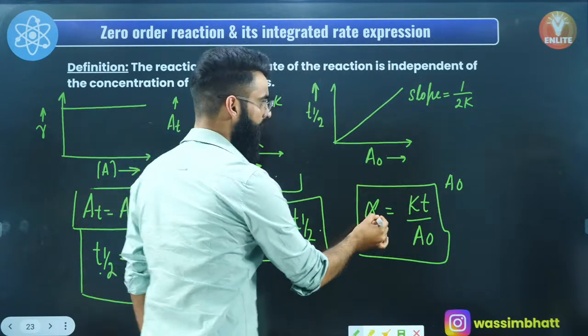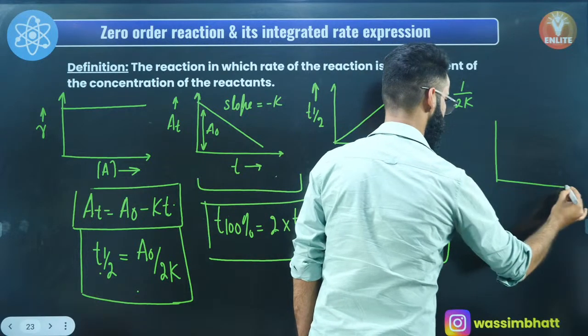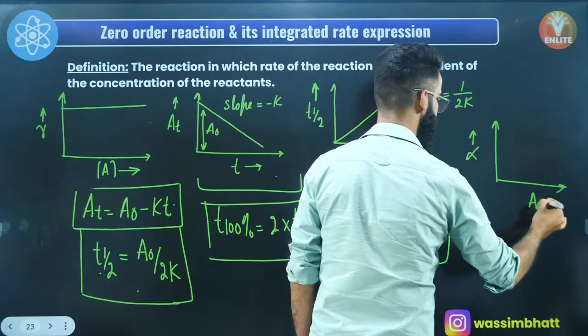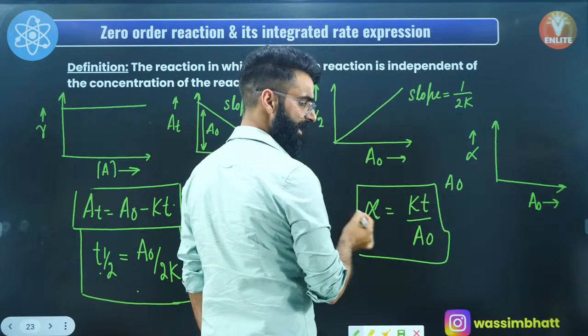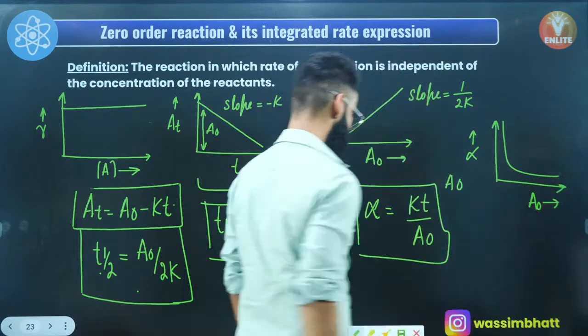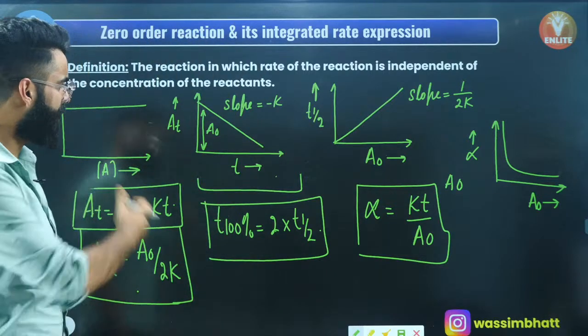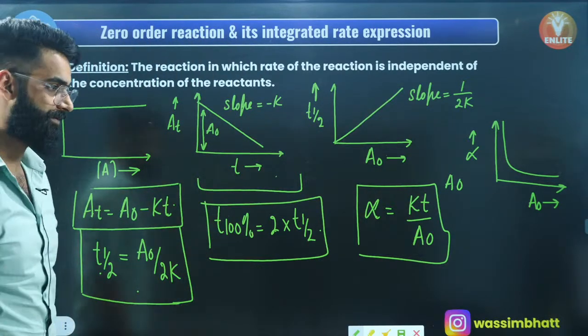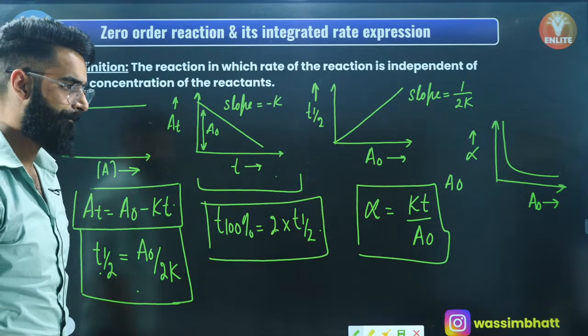If I want to plot a curve between alpha and A_0 for the zero order reactions, what is going to be the curve, my dear people? Right? Inverse relationship, so it's going to be a rectangular hyperbola like this. These are a few curves which are basically valid for the zero order reactions. That's all you need to remember, right?